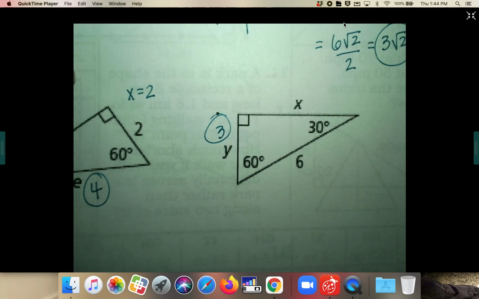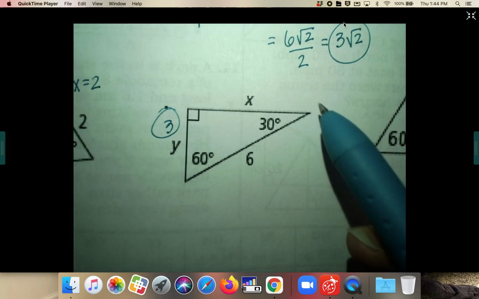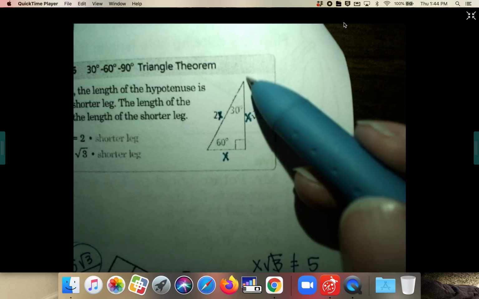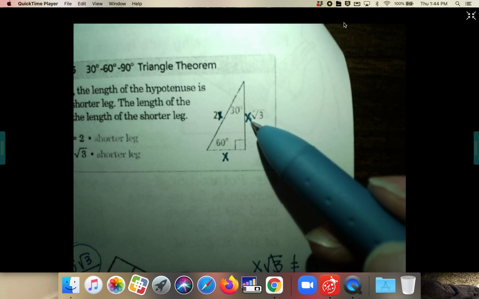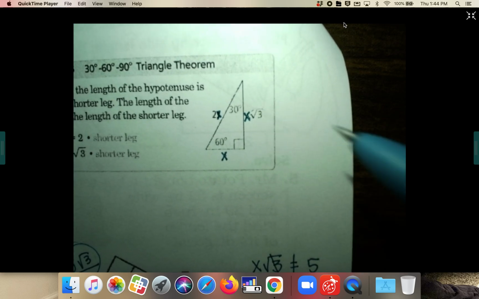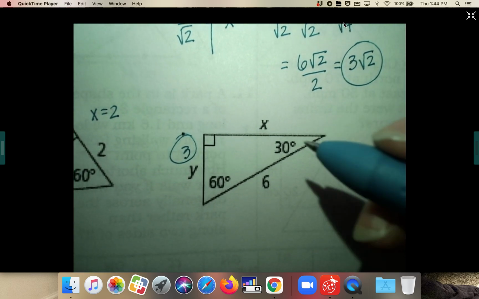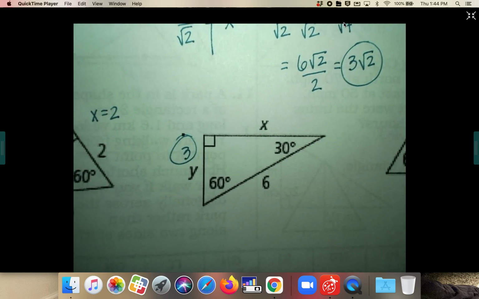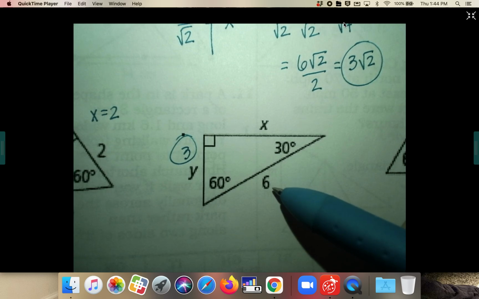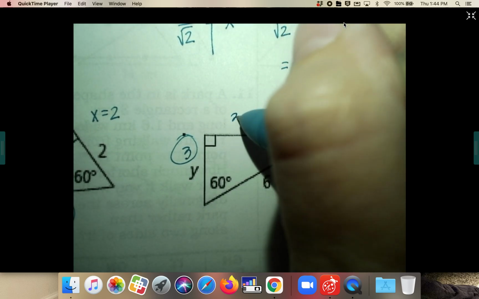would be 3. And then our long leg side is whatever x is, which we just solved to be 3, times the square root of 3. So it's 3 root 3, sorry.